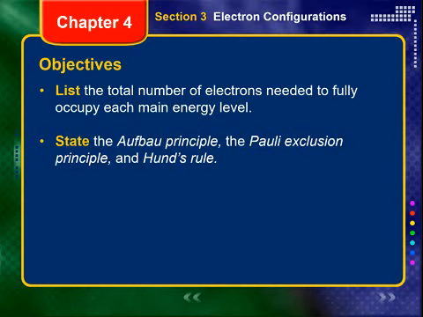At this point, I hope that you can list the total number of electrons needed to fully occupy each main energy level, and you can state the Aufbau principle, the Pauli exclusion principle, and Hund's rule.